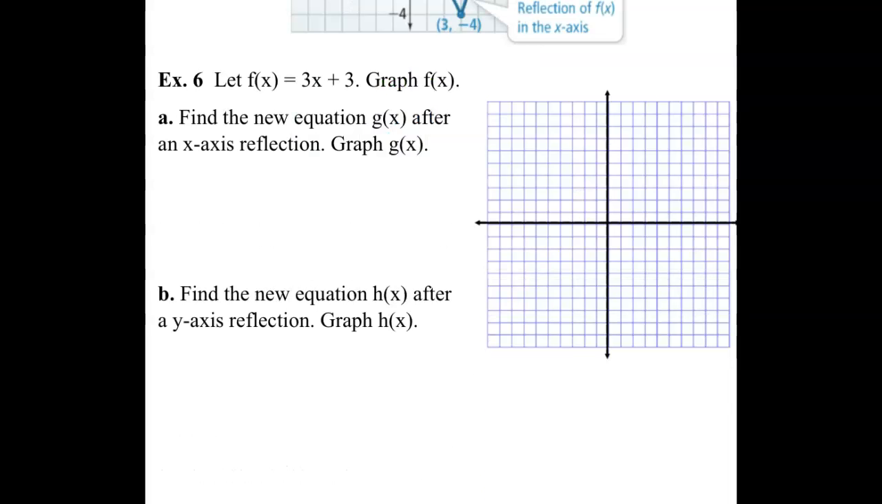For this example, it says we're going to start with function f that says it is 3x plus 3. What shape is this? A line. What do we know about this line? Lines are straight. It has what kind of slope? Positive 3. And its y-intercept is 3. All right. So that's our slope. That's our y-intercept. So let's go ahead and graph it. We're going to start at 3 and do a slope of 3.